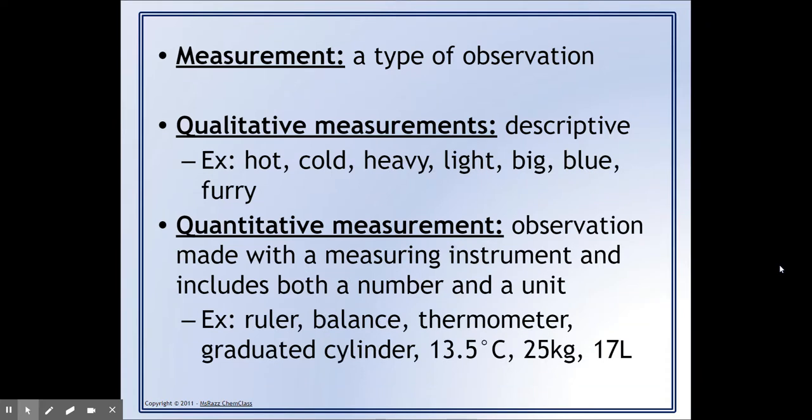A measurement is a type of observation. There are two kinds of measurements: qualitative measurements, which are descriptive. Examples include hot, cold, heavy, light, big, blue, furry. And quantitative measurements, which are observations made with measuring instruments and include both a number and a unit. Instruments could be like a ruler, a balance, a thermometer, or a graduated cylinder. Actual quantitative measurements would be 13.5 degrees Celsius, 25 kilograms, and 17 liters.